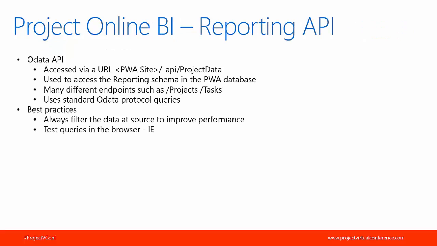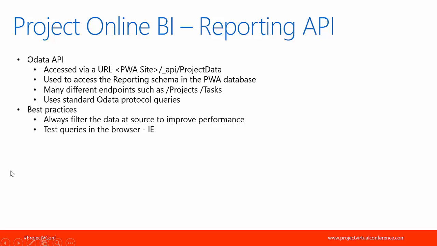All of the reports that we've looked at in the session today consume the core reporting API, the project data API. What that does is surface information out of the reporting schema for Project Online. It's similar to the access you've got if you've got Project Server on premise with a reporting database. This is just a web service, an OData service, an open data protocol service, to extract or read that information.